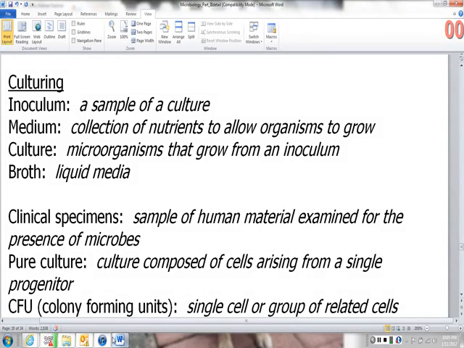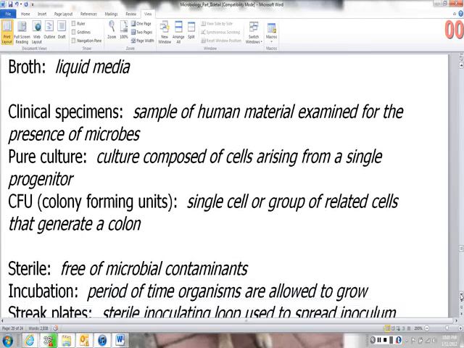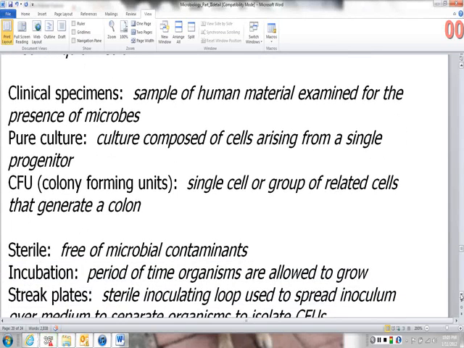Clinical specimens are samples of human material examined for the presence of microbes. When studying microbes, we need to look at a pure culture composed of cells arising from a single progenitor. They will form CFUs, or colony-forming units, where the single cell or group of related cells form the colony. To create a pure culture, we must use sterile equipment that is free of microbial contaminants.